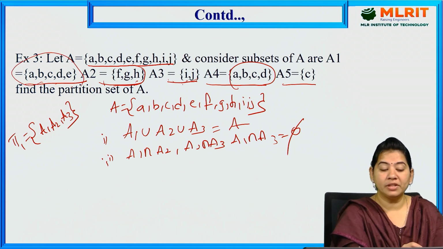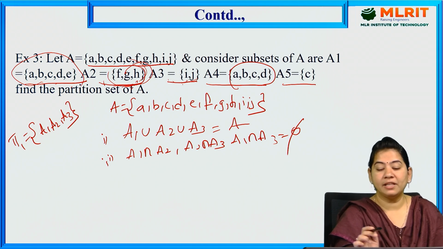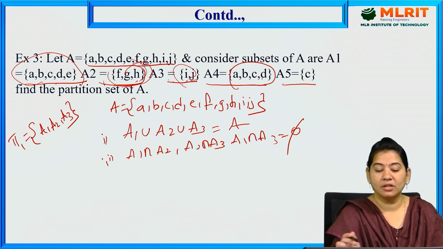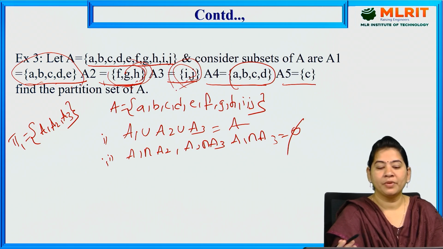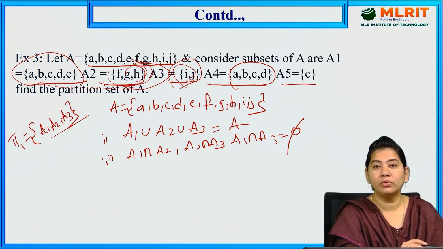Along with A1, F, G, H is definitely in A2. We don't have F, G, H in any other subsets, so I have to consider A2. And I, J, except A3, I can't find in any other subsets, so I have to use A3 only. Means the combination of only A1, A2, A3 is called the partition set. There, pi is equal to A1, A2, A3.